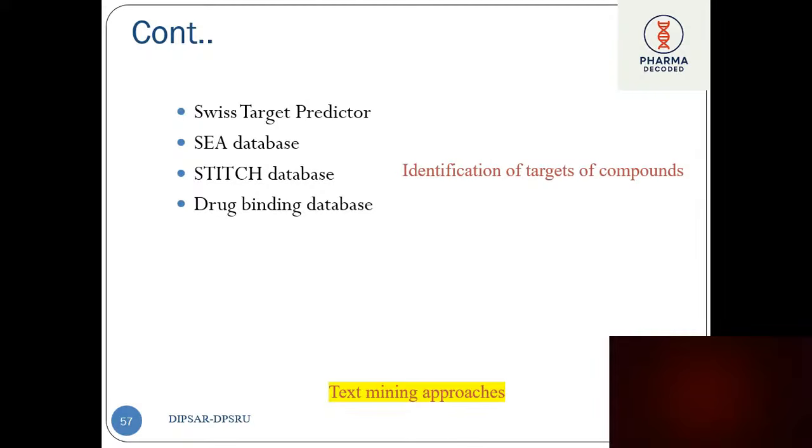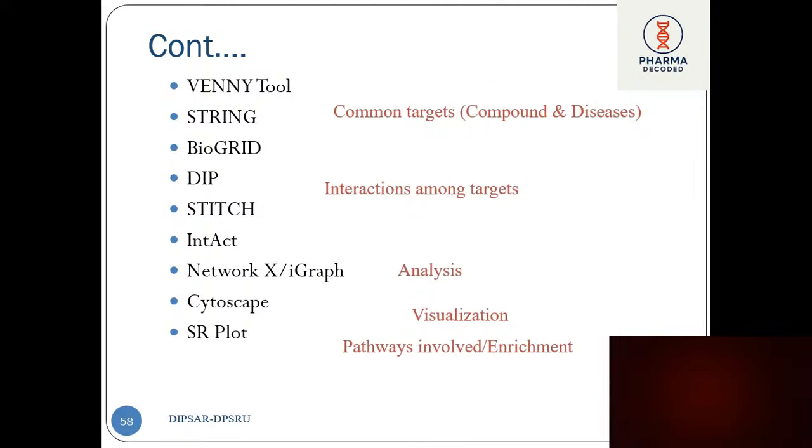Because later on, when you create the network and analyze the network, if any target is missing, that means that target is not there in the foundation files. The next step is common targets. You have to identify the common targets between compound and disease. Then you can check the interactions among the common targets by STRING database, BioGRID, STITCH, IntAct. And then you can create and analyze the network by using the NetworkX module of Python and the igraph module of R. You can use either one.